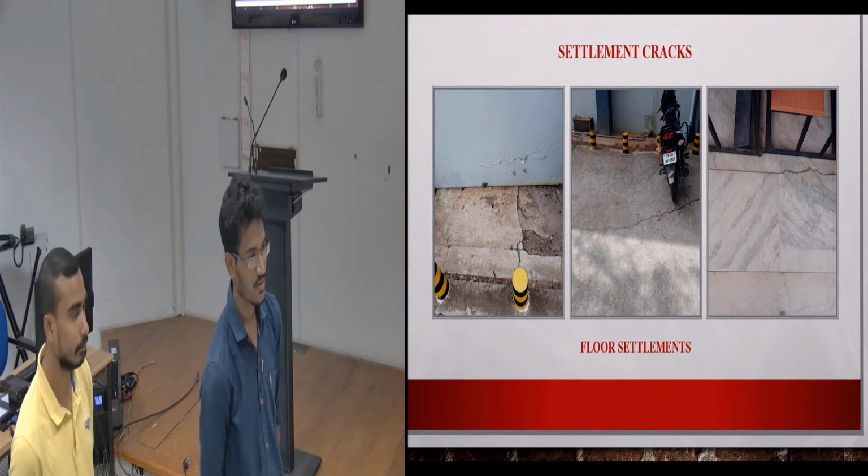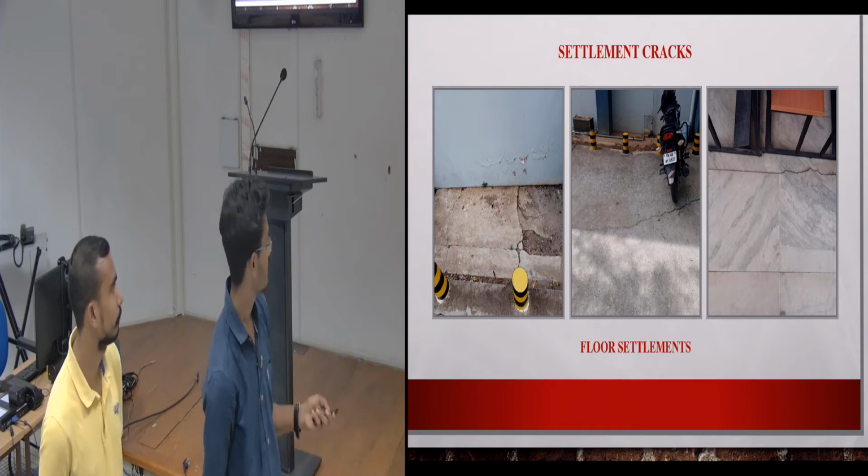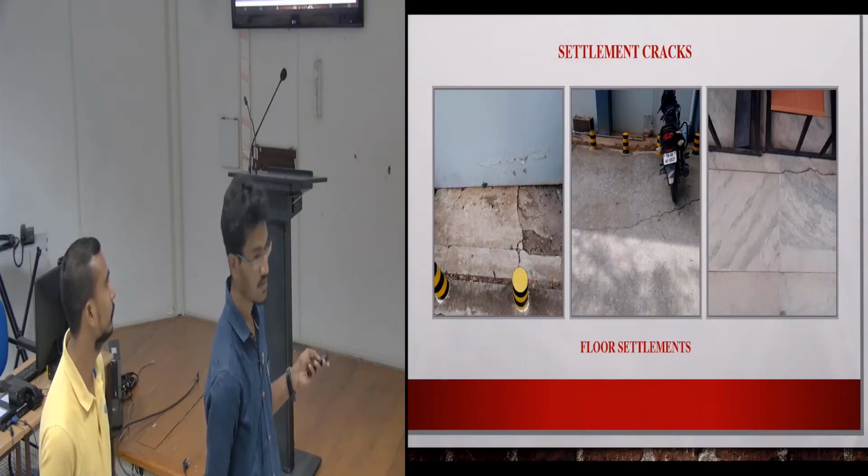Already some portion is chipped up. It's a small floor. They just topped the cement. Next.